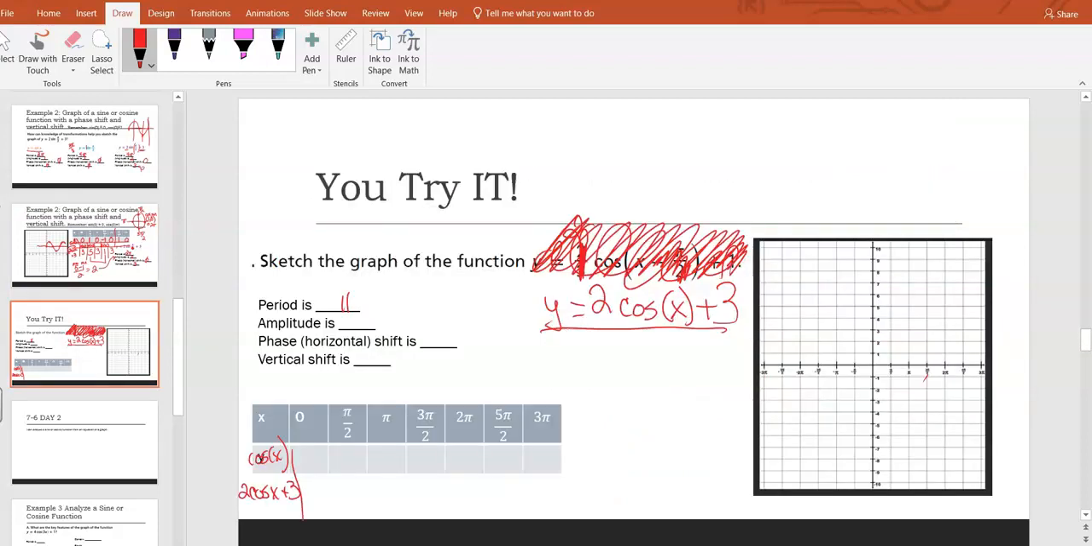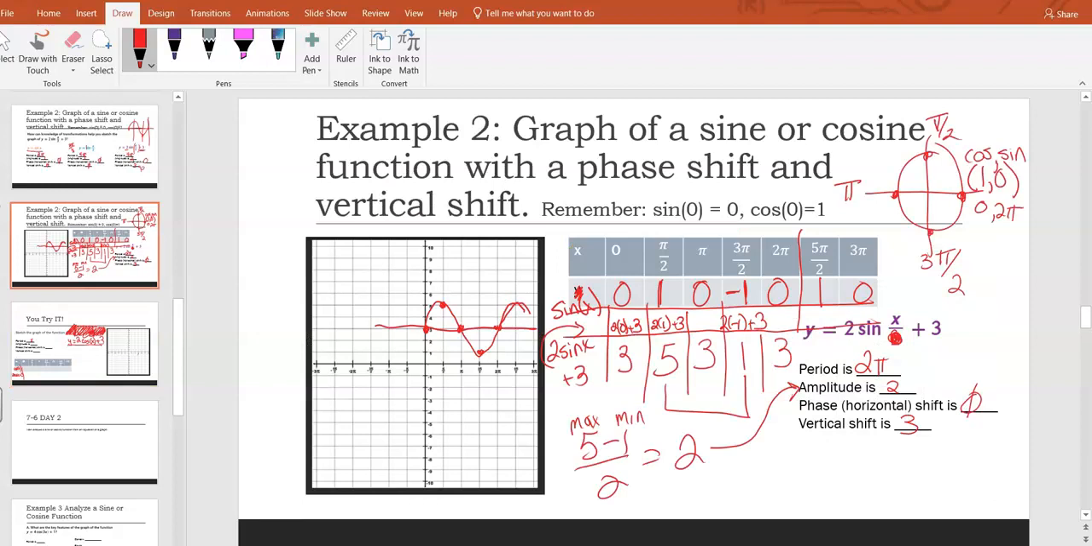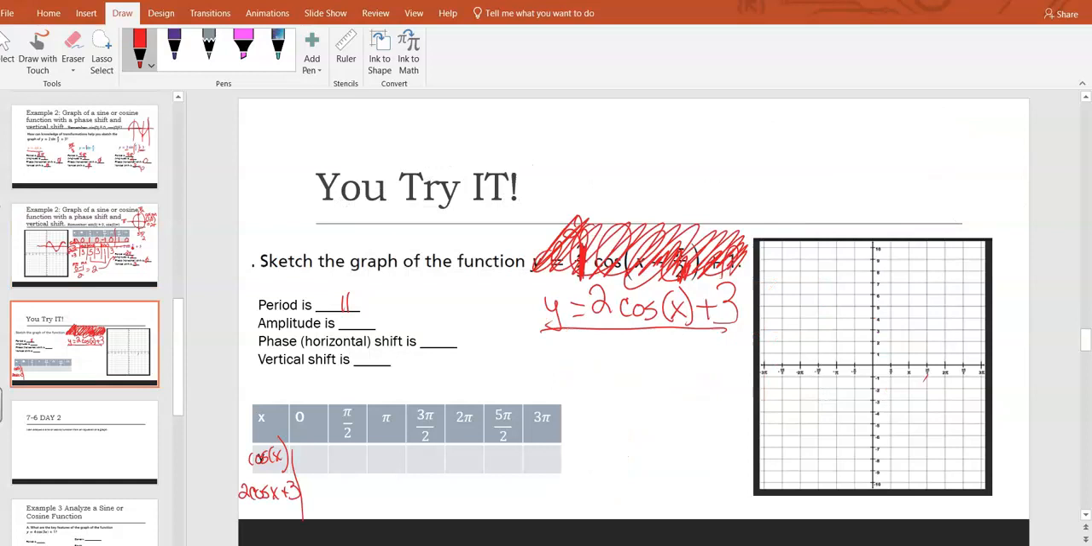Now on this one, this one was 2 sine of x plus 3. This is 2 cosine of x plus 3. Again, the period's going to be 2 pi. The amplitude is going to be 2. There's no shift. There is a vertical shift up 3. Now this one, I just wanted to do it so you could see the difference between the cosine and the sine.